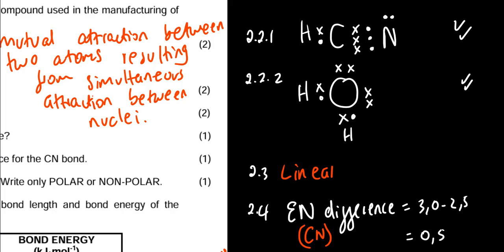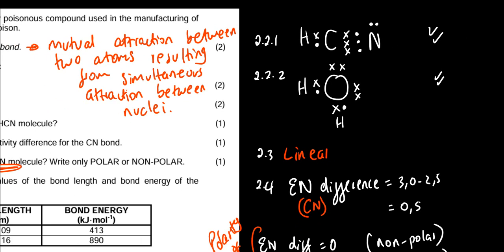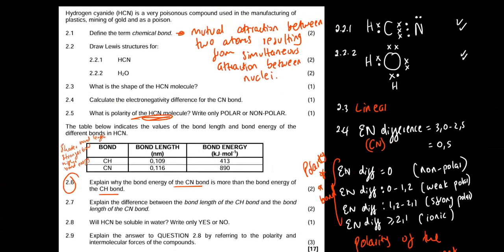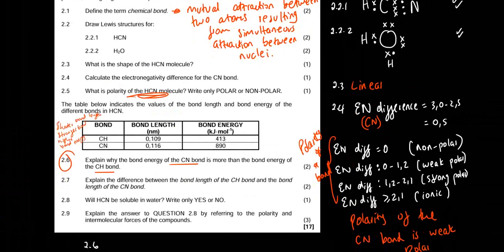You see that the CN bond is a triple bond, while the CH bond is a single bond. So that means you will need more energy to break the triple bond. Are we clear?